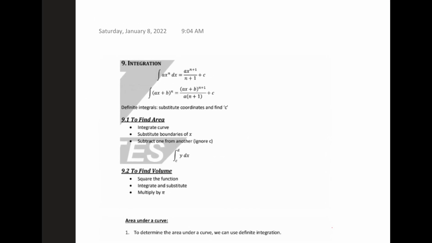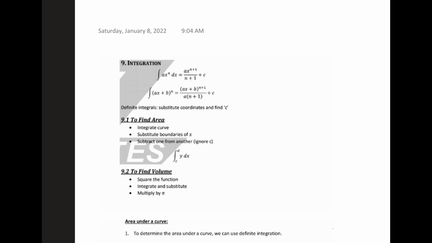Okay, so integration, let's see. First of all, we have the integration formula. As you can see here, integrate ax to the power of n, so it becomes ax to the power of n plus 1. That means the power increased by 1 unit, and then divide by n plus 1. So divide by the new power that we obtain, and then plus c.